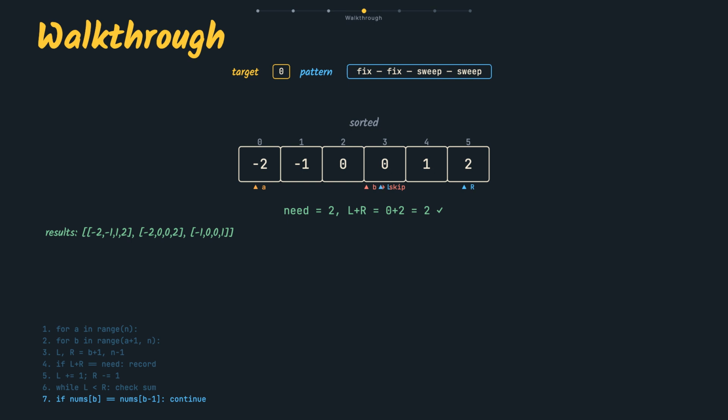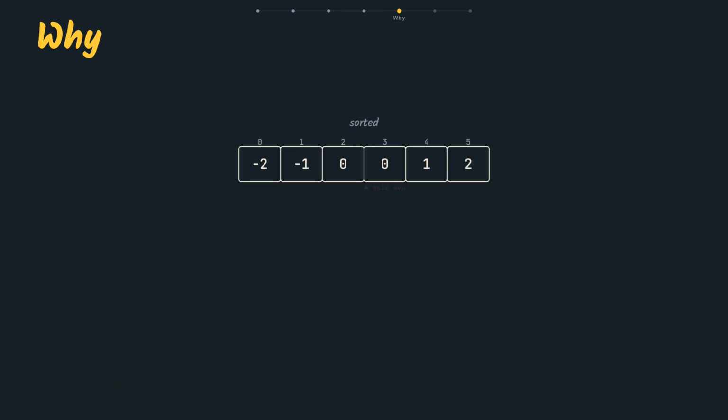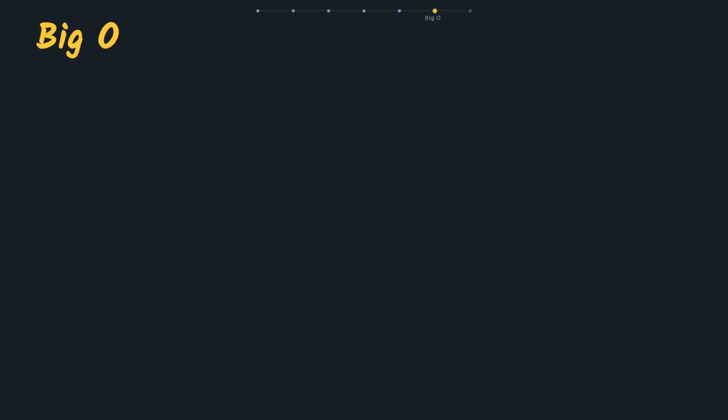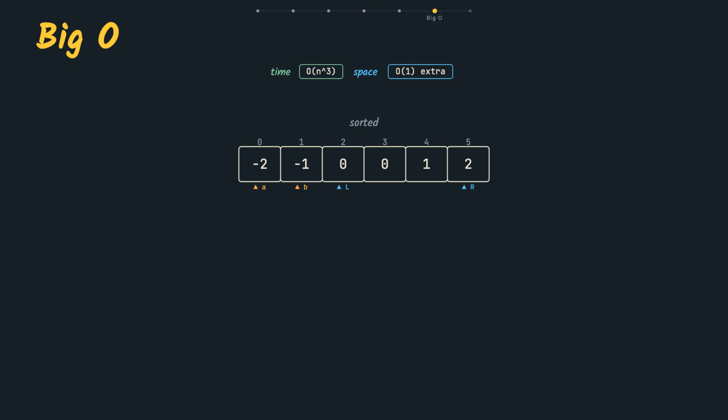Outer advances, B sweeps after it, 2 pointers close in. Same dance, 1 layer deeper. Notice what just happened. We never built a dedupe set. The sort plus the skip rule kept every quadruplet unique on its own. 2 fixed pointers cost us a square, and the inner sweep is linear, so the time grows with the cube of the input. Let's write it.